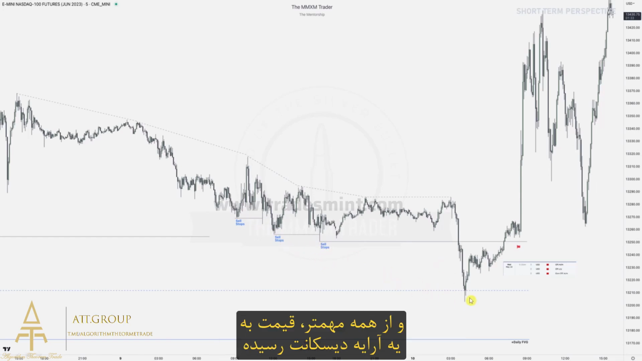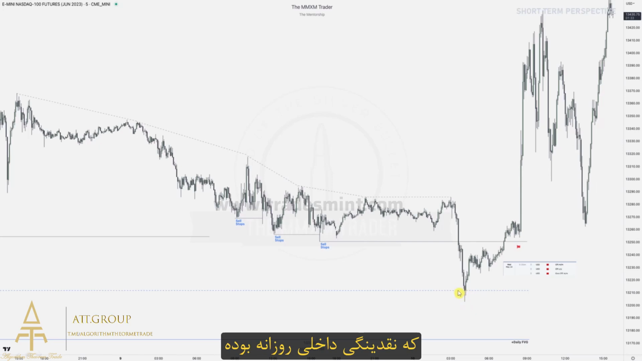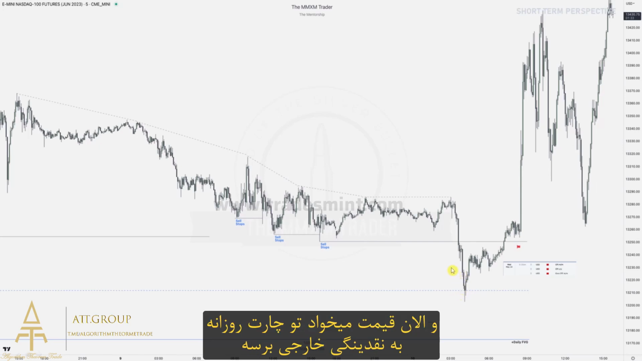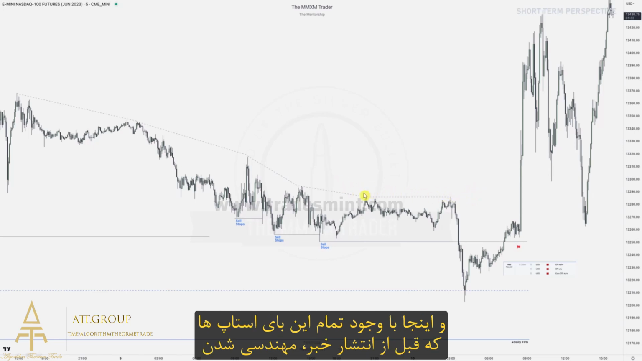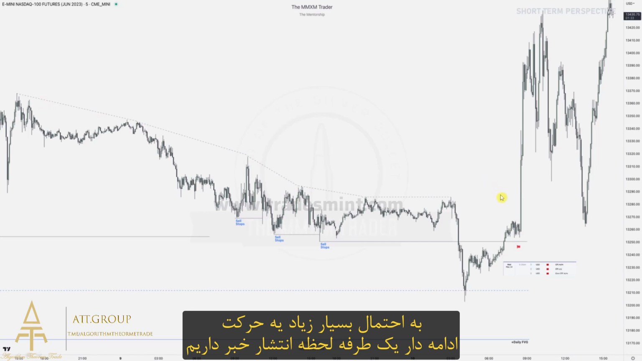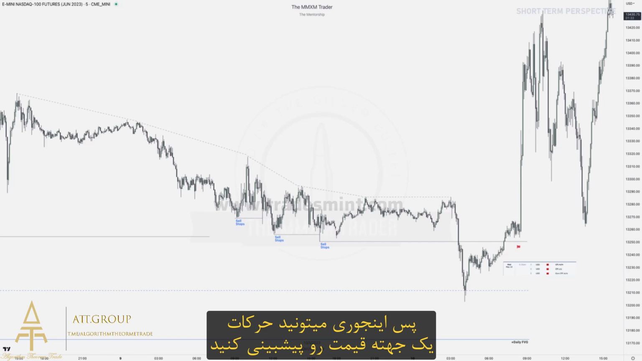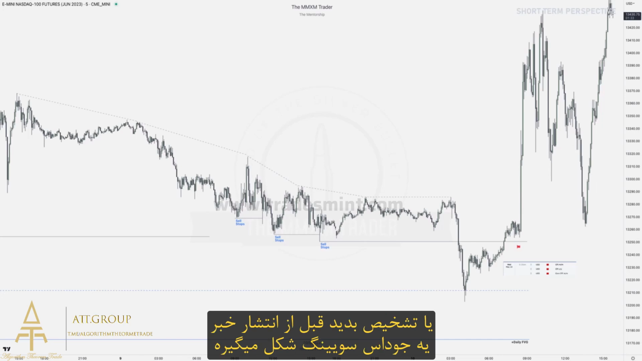And then more importantly, we hit that discount array, right? Internal range on the daily. Now we want to look for that external range on the daily. And with all these buy stops being engineered prior to that news release, it's highly likely we have one-sided continuation with the news release, right? So like this, you can anticipate price action to go one-sided, or that we have a Judas swing before that news release happens.